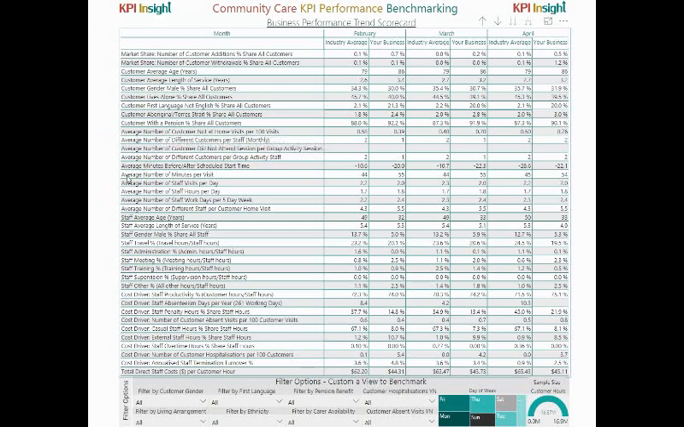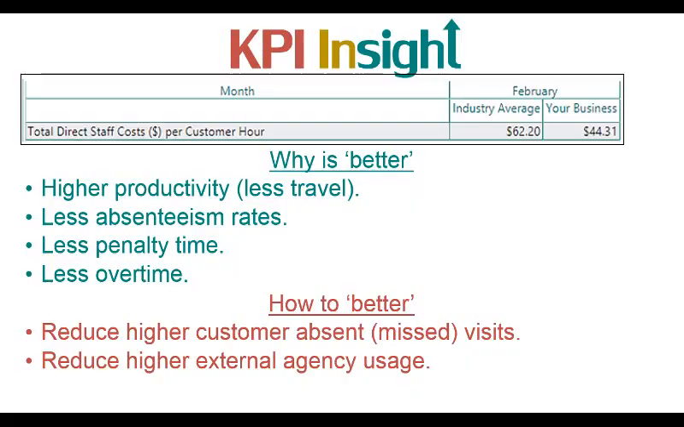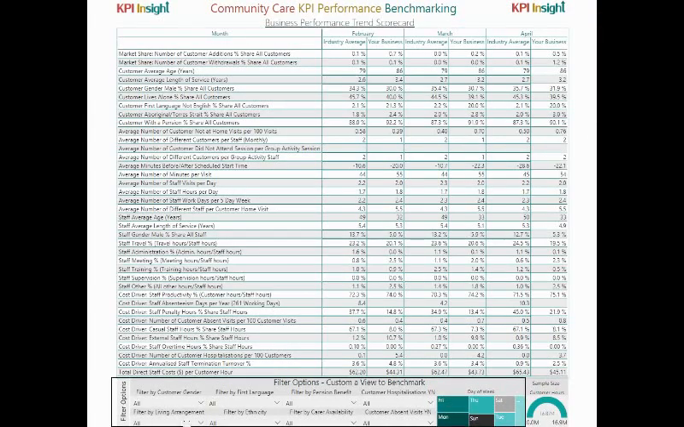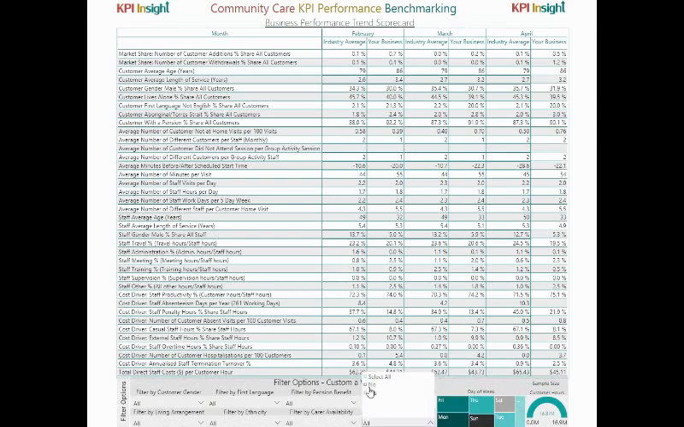Further down are staff mix KPIs, staff productivity KPIs, cost drivers, all summing up to construct your average customer hour costs. Now you know why your costs per hour are $20 less against the industry, and also the why and how to better that. Notice more unique filters down here. I click on customers with absent visits only, yes, and the dashboard instantly updates.